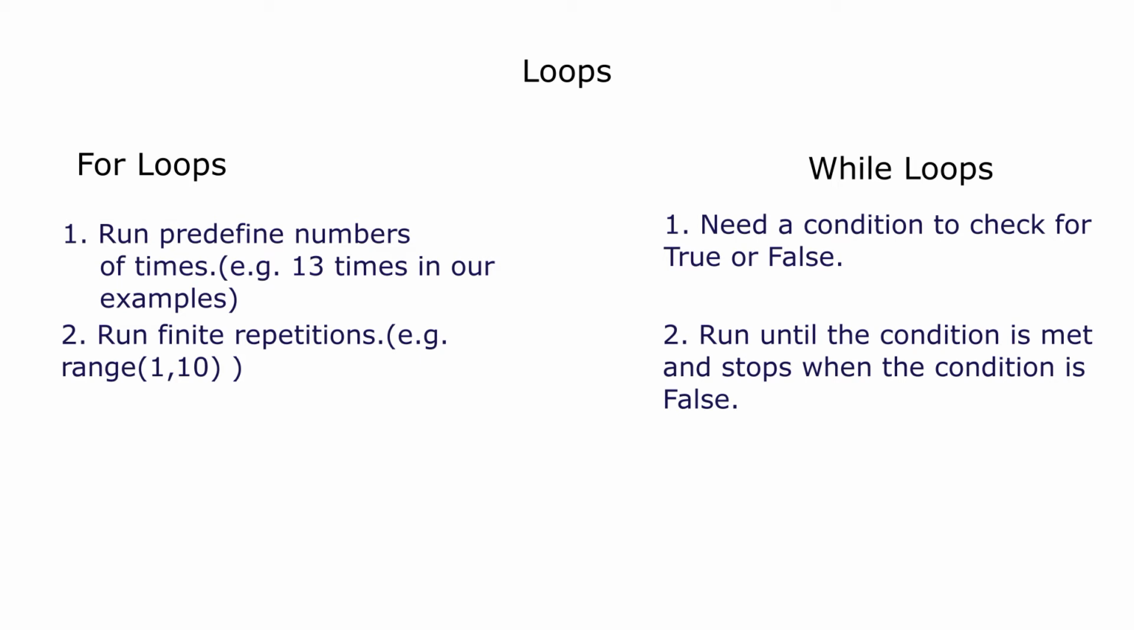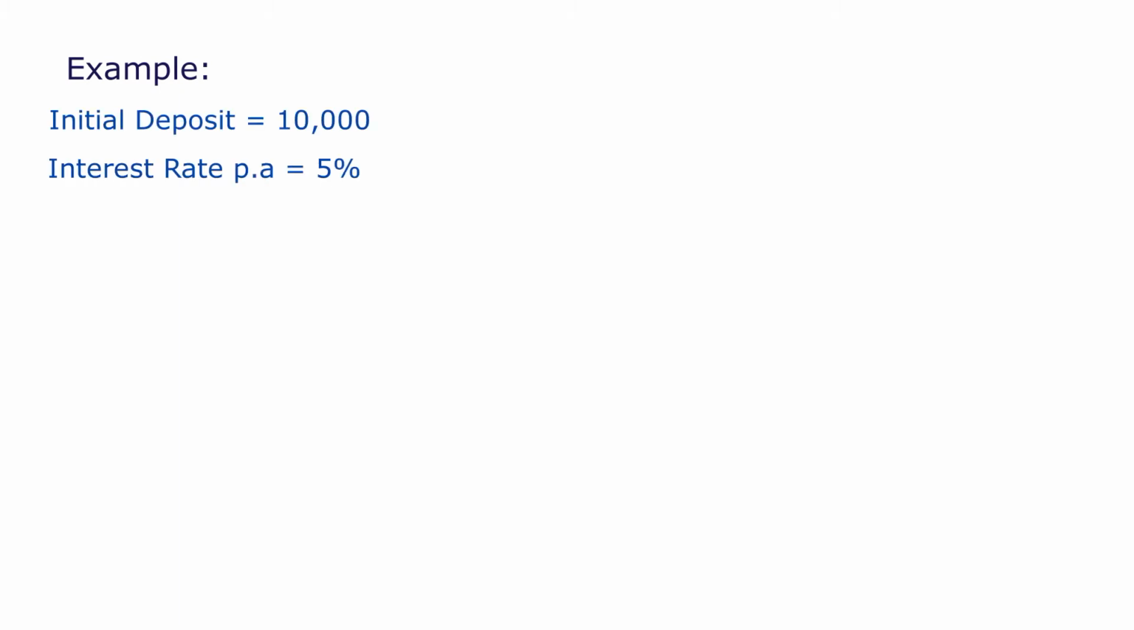So be careful to include a condition in the while loop. Let's see it in action. Suppose you are investing $10,000 in a bank deposit, which earns an interest of 5% per annum. You aim to withdraw this deposit once it's over 20,000, but you don't know how long it is going to take this initial deposit to reach the target of 20,000.